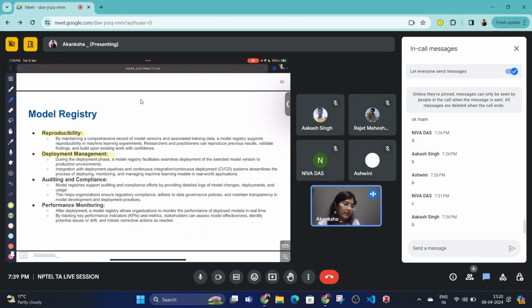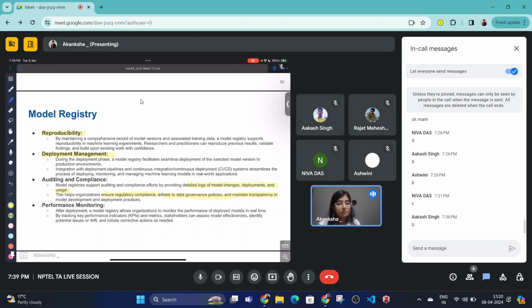Then comes auditing and compliance. It's very transparent, so the concerned authorities can check from there and find out if there are any violations, etc. And you can also inspect the whole product quite easily. So, detailed logs of model changes, deployments, and usage. These help organizations ensure regulatory compliance, adhere to data governance policies, and maintain transparency.